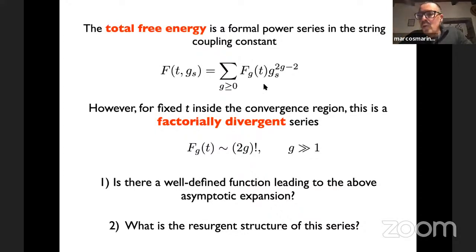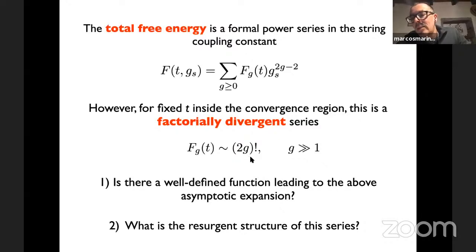And this is where you can actually ask all the questions of resurgence. So the first question is, first of all, is there a well-defined function which has this asymptotic series as its asymptotic expansion? And the second question is, what is the resurgent structure of this series? And notice that, again, we are in a higher level of complexity, because now the coefficients of my series depend on this Kähler parameter t. So for each value of t, we'll have one divergent series. And also notice that this diverges like (2g) factorial, not like g factorial.